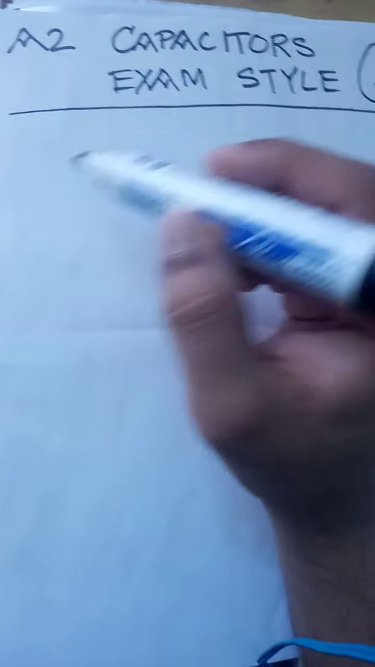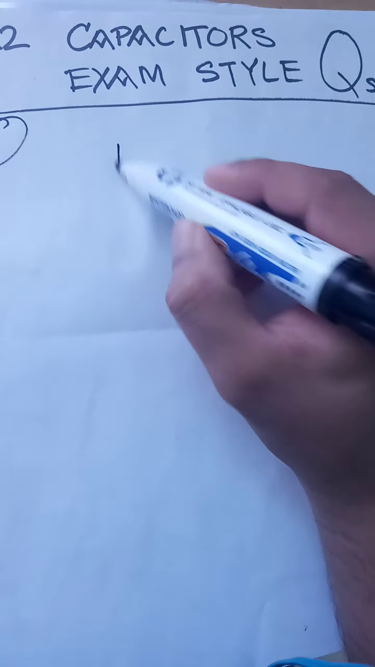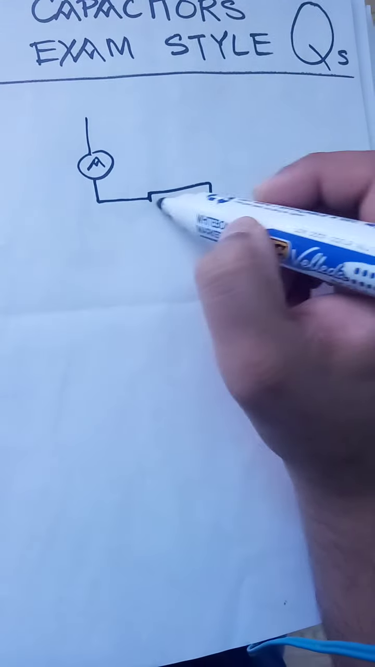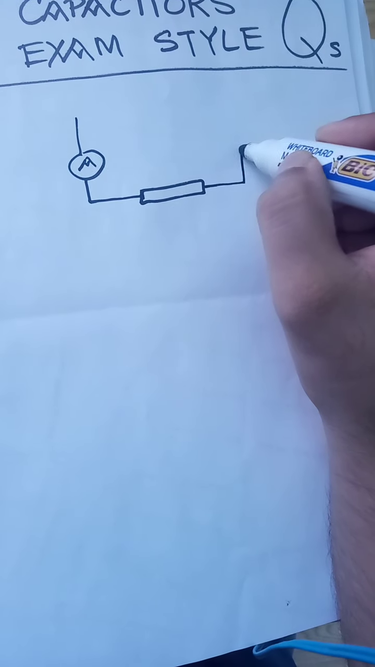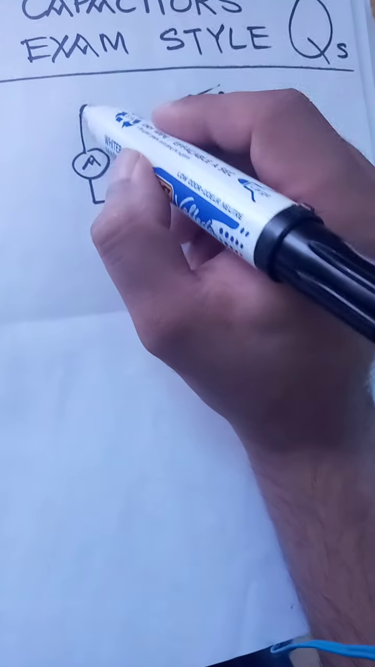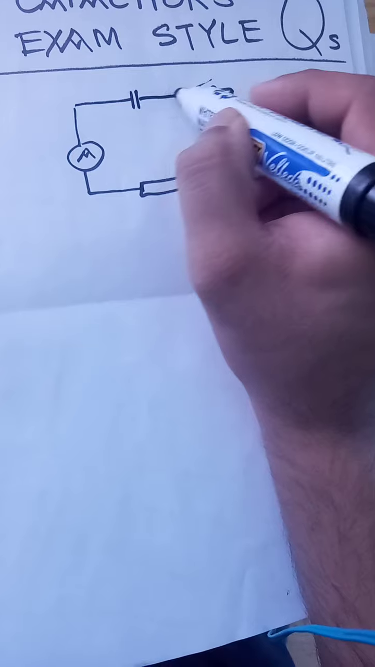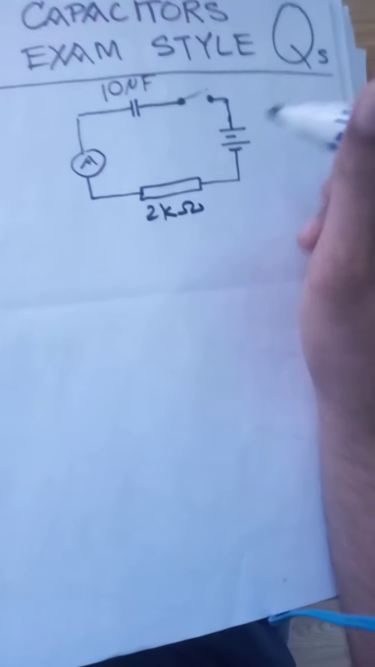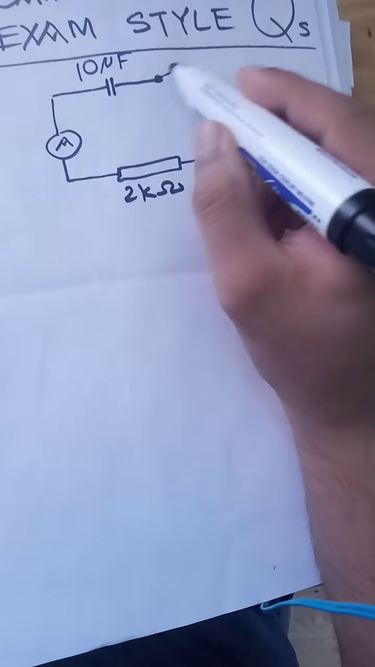So the first question I have in mind is a typical circuit with the ammeter and a resistor and a battery. A switch. The switch should have been here, but I apologize. And a capacitor, just a single capacitor of, let's just say, 10 microfarads. And let's choose the resistor to be 2 kilo ohms. And I'll give this a 20 volt battery, right?